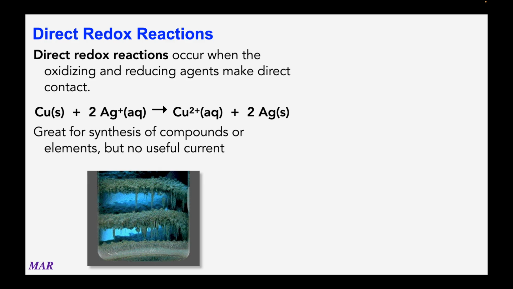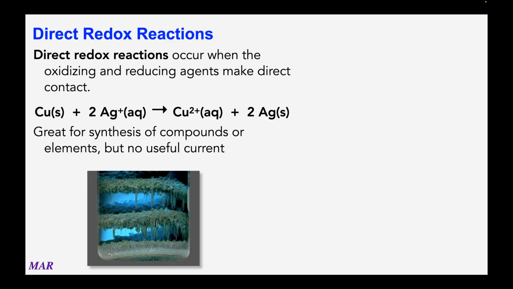Also notice though that there's a blue color. The blue color is indicative of the copper 2 plus ion being created. So these are just great examples of how you can use oxidized and reduced species to make things happen. And if you wanted the silver metal, you could essentially scrape it off the remaining copper and then collect it, purify it, and stuff like that.